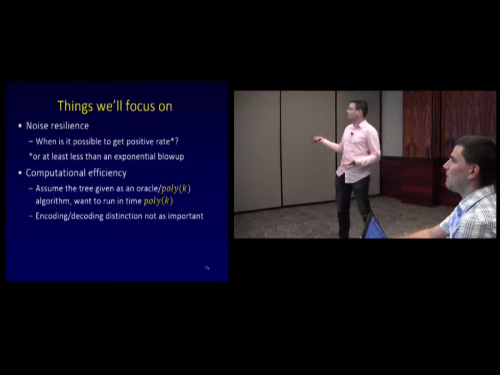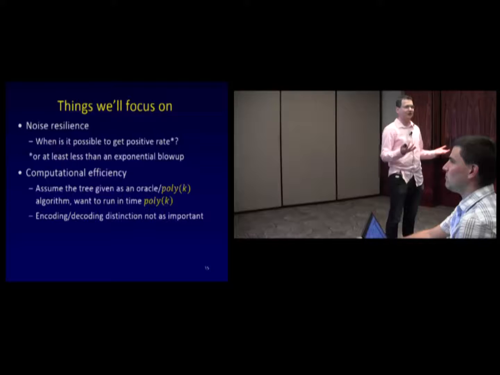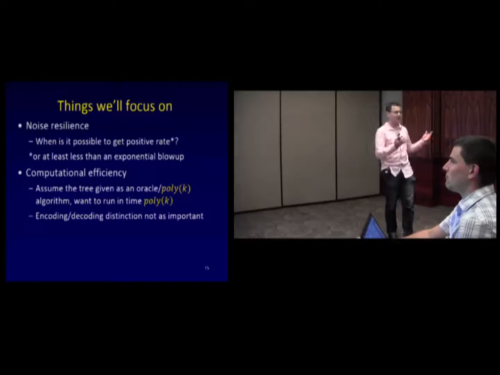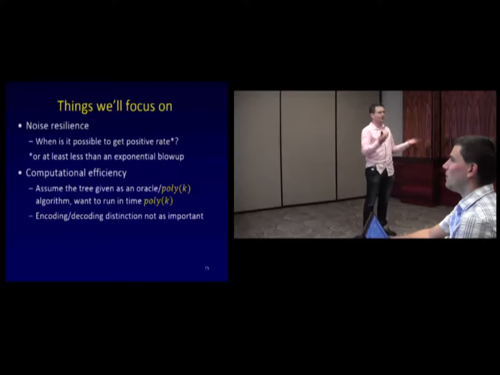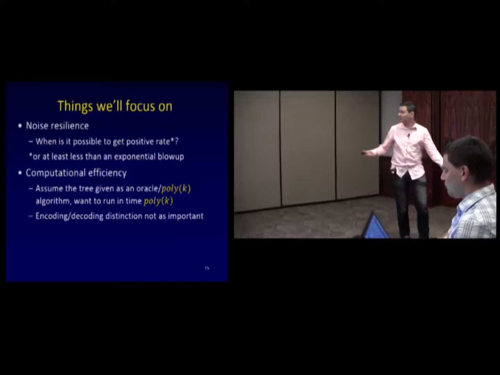Computational efficiency: the way I presented the problem, it's not efficient in the sense that the input size is 2 to the k. But assuming this input is given to you as an oracle or as a polytime algorithm, you want the whole thing to run in polytime. It's a very reasonable request, because the noiseless implementation only uses the tree as an oracle and queries it in k over 2 locations on each side.